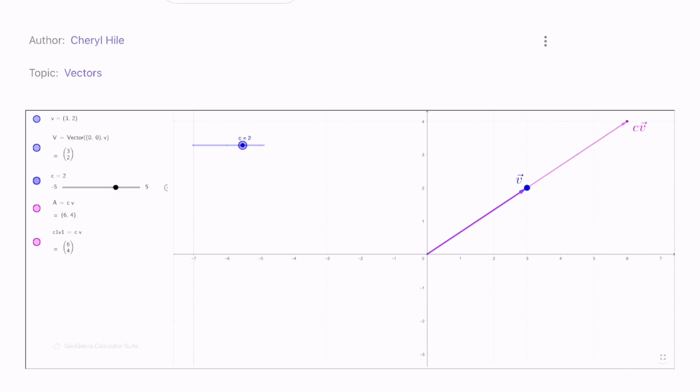When we multiply a vector by a constant greater than 1, it lengthens. When we multiply a vector by a constant between 0 and 1, it shortens. And then, if we multiply a vector by a constant less than 0, it reverses its direction.